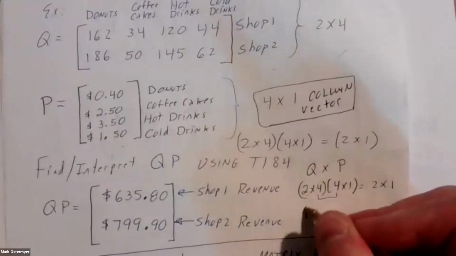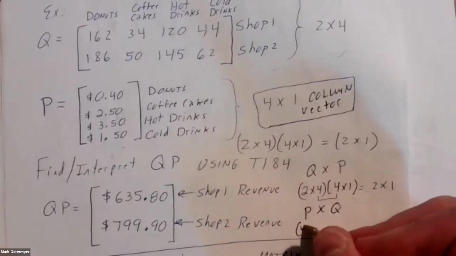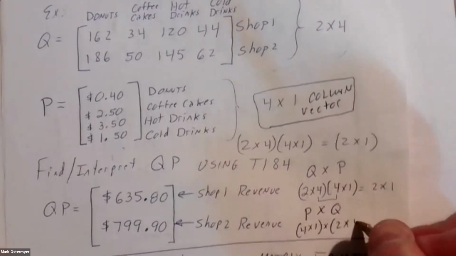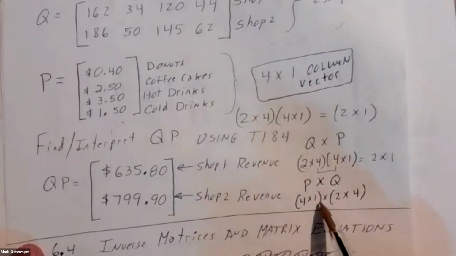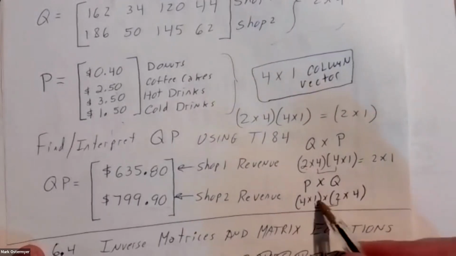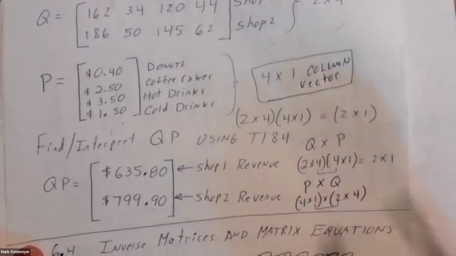Would it be possible to do P times Q? If I mix this up, is it possible to take a 4 by 1 and multiply it by a 2 by 4? Would that even be possible? No, that's not possible because the inner dimensions are not the same. So you could not even multiply P times Q. You can multiply Q times P, but not P times Q.